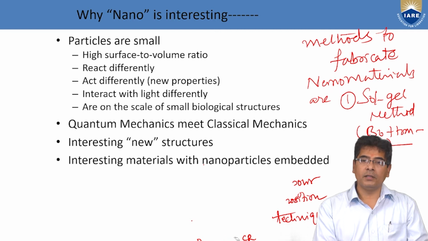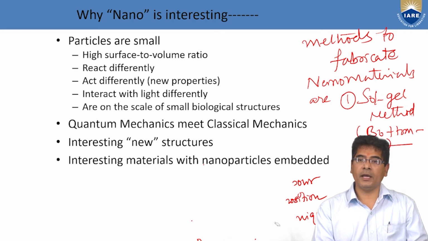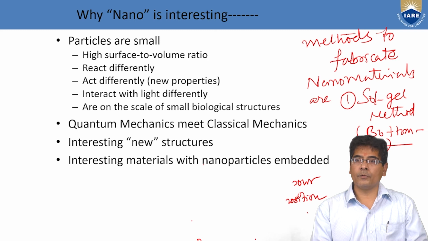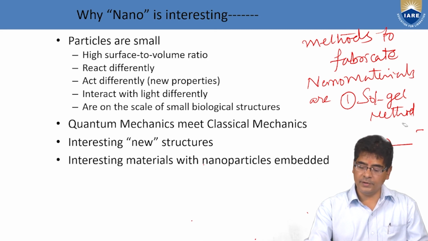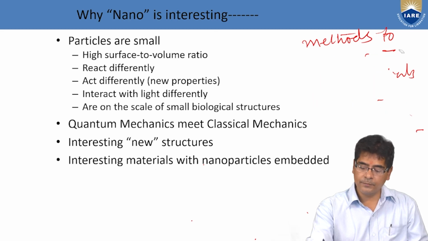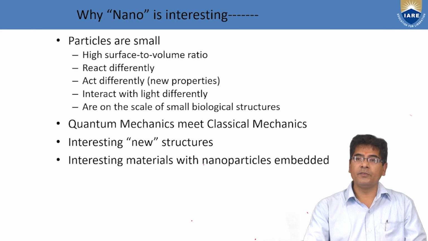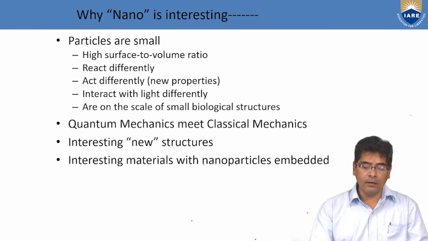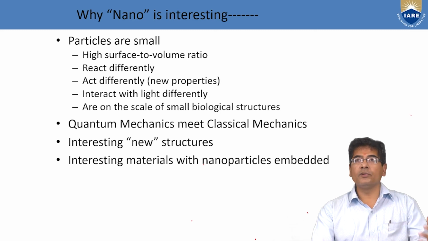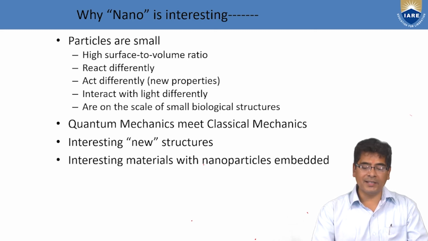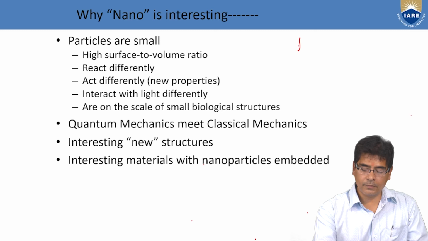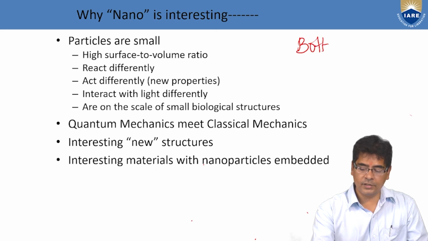As we saw, nanomaterials can be fabricated either by a bottom-up approach or top-down, either by using PVD or CVD, where PVD is physical vapor deposition and CVD is chemical vapor deposition. And we have seen some of the deposition techniques. Now, let us see what the sol gel method is, which is called bottom-up.